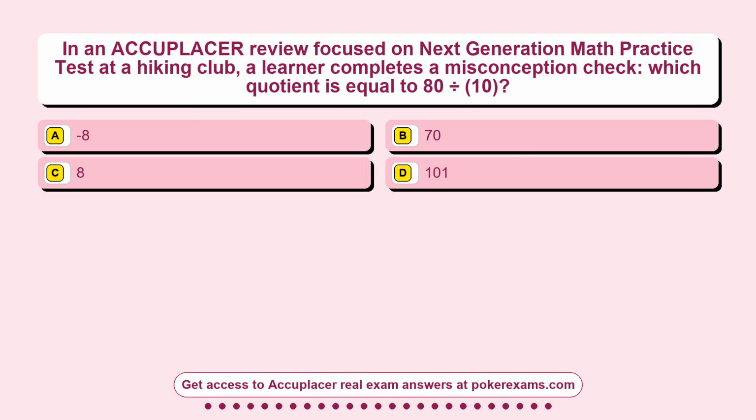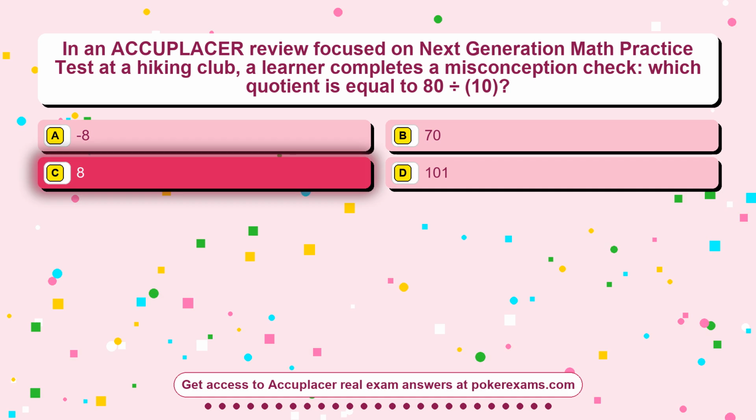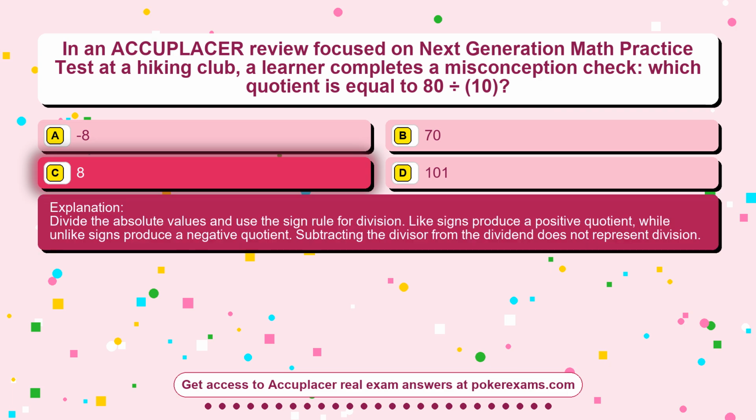Question 17. In an Accuplacer review focused on next-generation math practice test at a hiking club, a learner completes a misconception check. Which quotient is equal to 80 divided by 10? Option A, -8. Option B, 70. Option C, 8. Option D, 101. The correct answer is option C, 8. Divide the absolute values and use the sign rule for division. Like signs produce a positive quotient, while unlike signs produce a negative quotient. Subtracting the divisor from the dividend does not represent division.